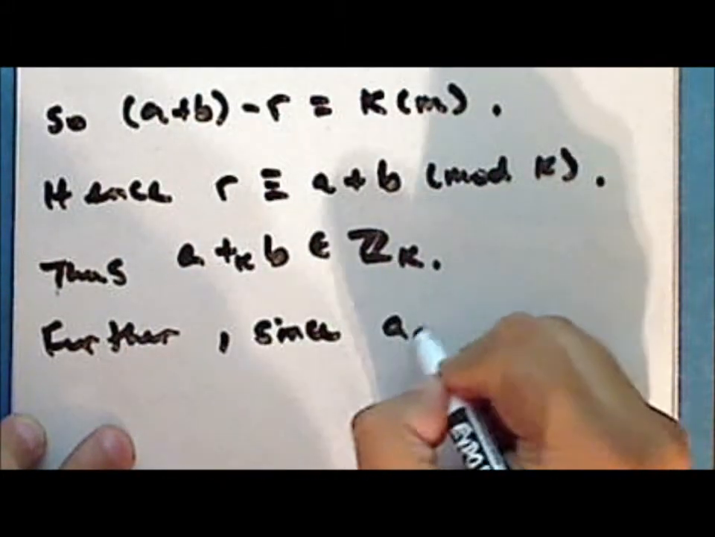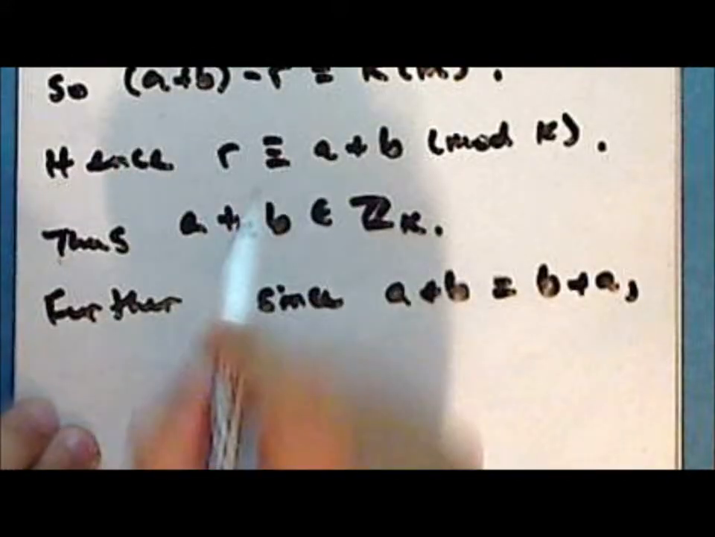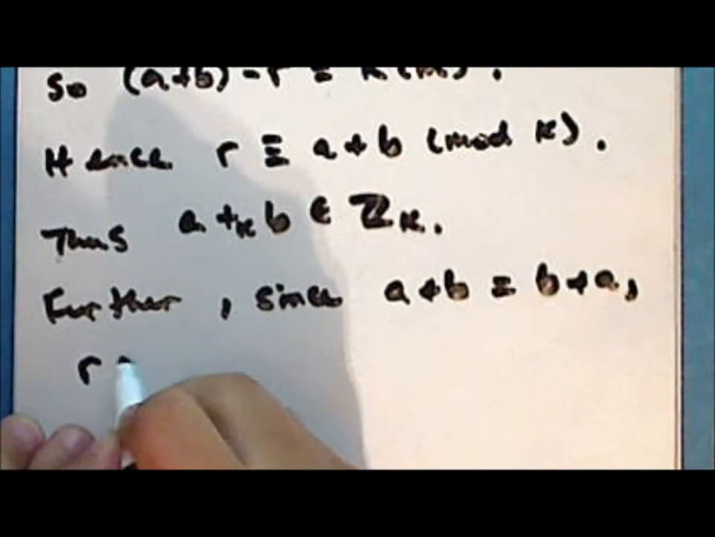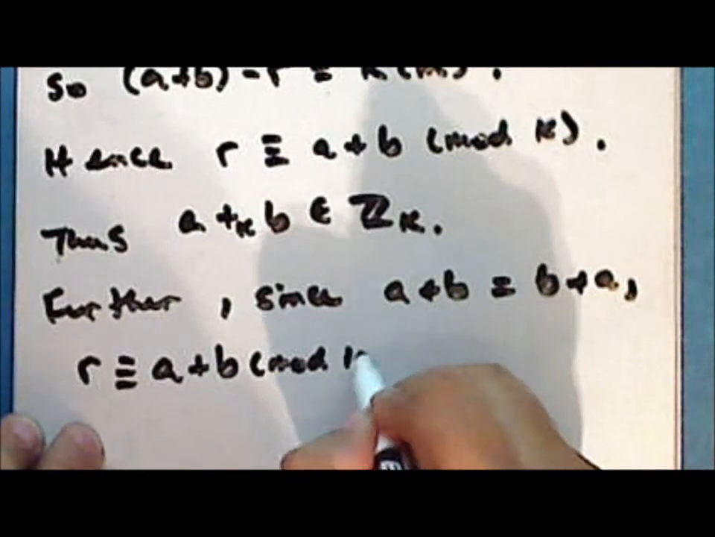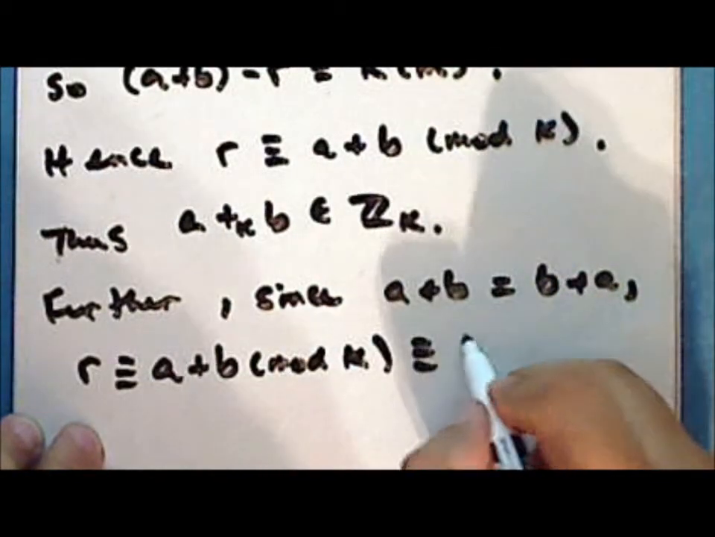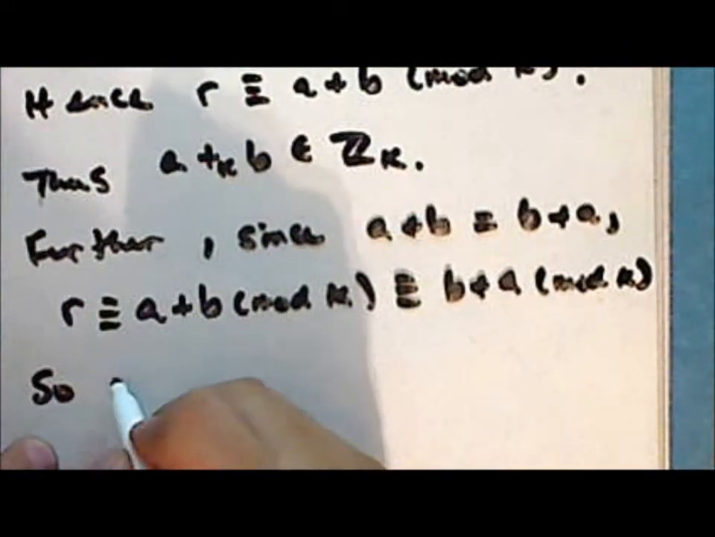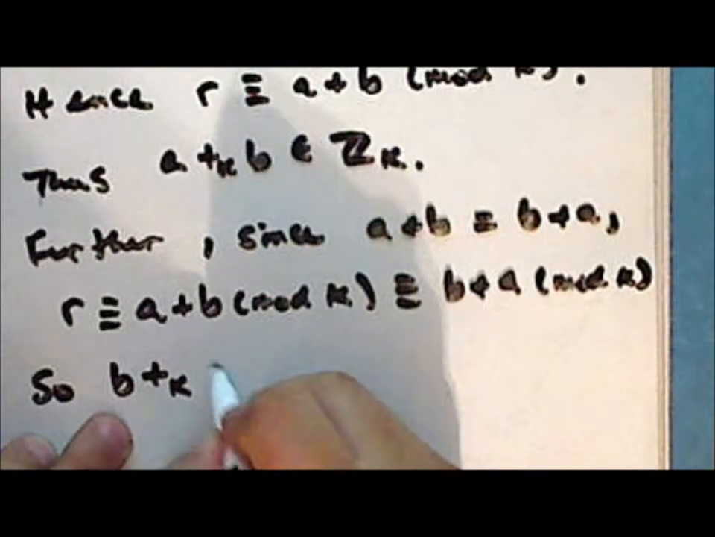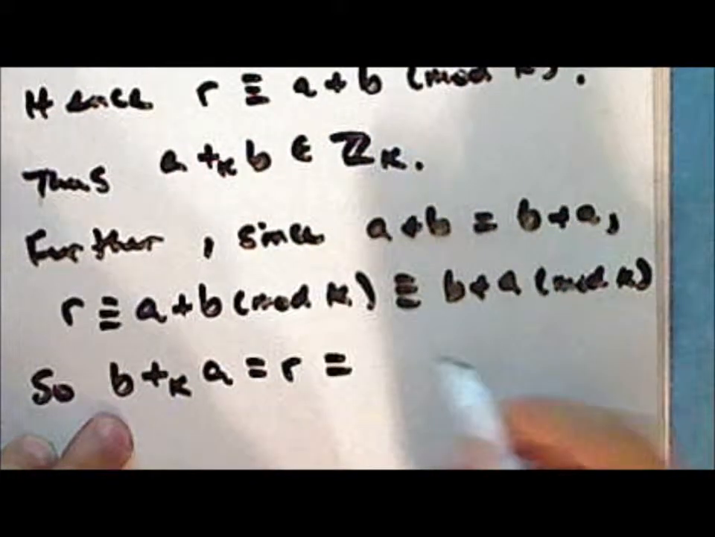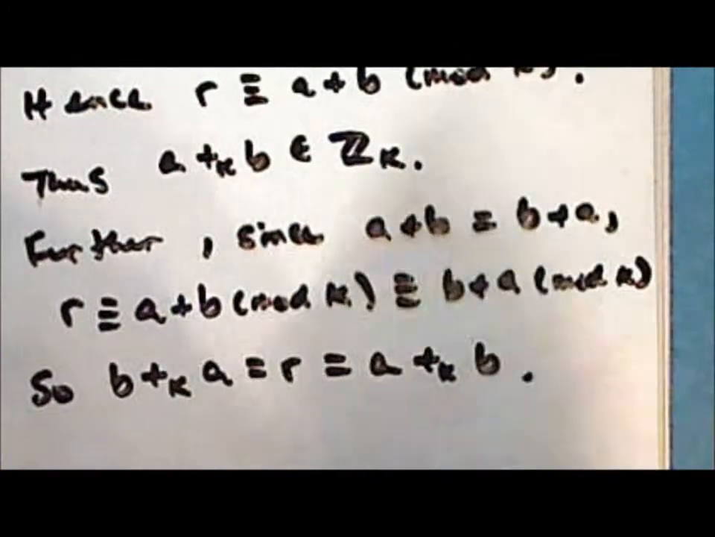Further, since the normal sum a plus b is the same as the normal sum b plus a, the number r is congruent to a plus b mod k and is congruent to b plus a mod k. And so the sum modulo k of b and a is this element r, which is the same as a plus b modulo k.